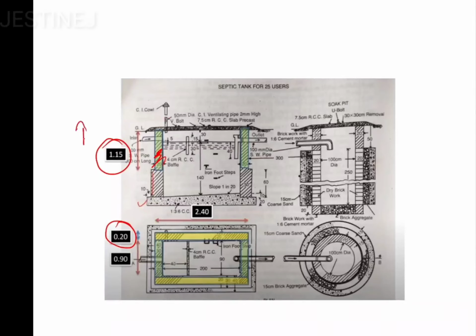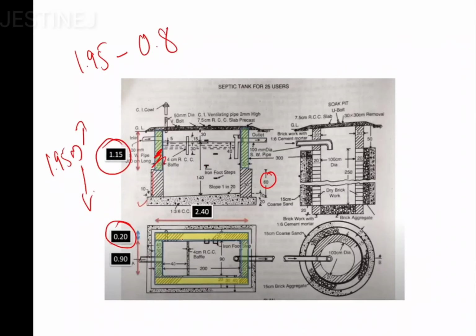The total height you already obtained from the first calculation, that is 1.95 meter. So 1.95 meter minus this 60 and this 20, you will get 0.8. So if you subtract 1.95 minus 0.8, you will get 1.15. So the height for the first class brick with this 20 centimeter thickness is going to be 1.15.